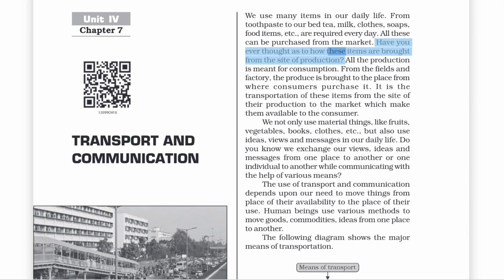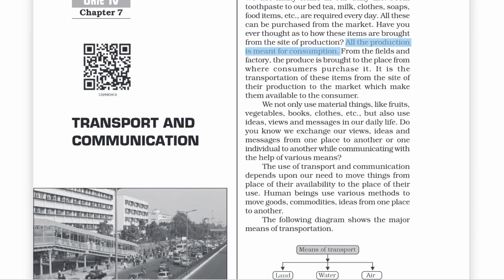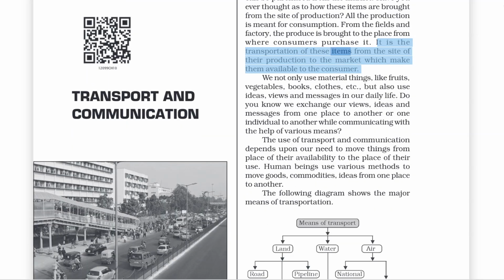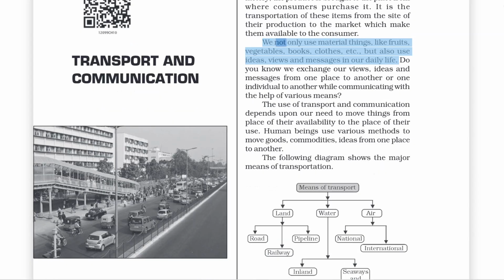Have you ever thought as to how these items are brought from the site of production? All the production is meant for consumption. From the fields and factory, the produce is brought to the place from where consumers purchase it. It is the transportation of these items from the site of their production to the market which makes them available to the consumer. We not only use material things like fruits, vegetables, books, clothes, etc., but also use ideas, views, and messages in our daily life.